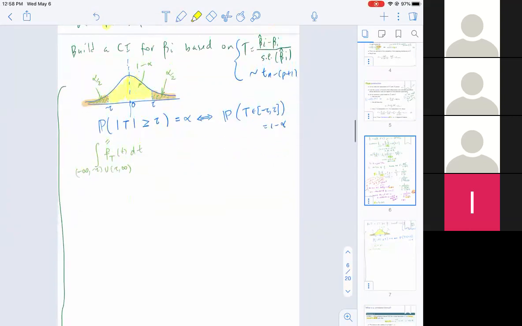Okay, and so what I need to do is choose tau such that the probability that t is bigger than tau is alpha over 2, or equivalently, the probability that t is less than tau is 1 minus alpha over 2. A tau that satisfies this is called the 1 minus alpha over 2 quantile of the distribution.